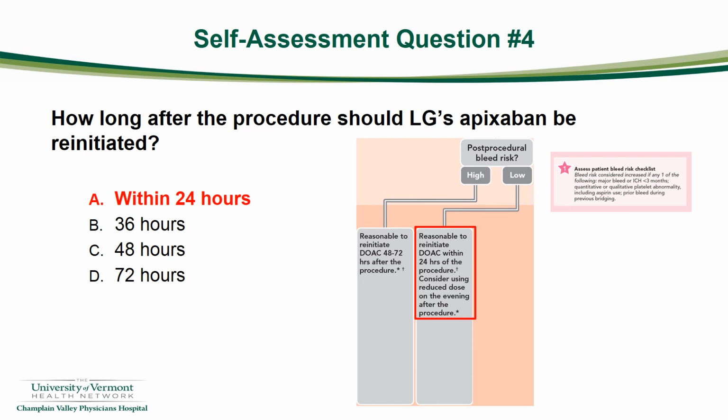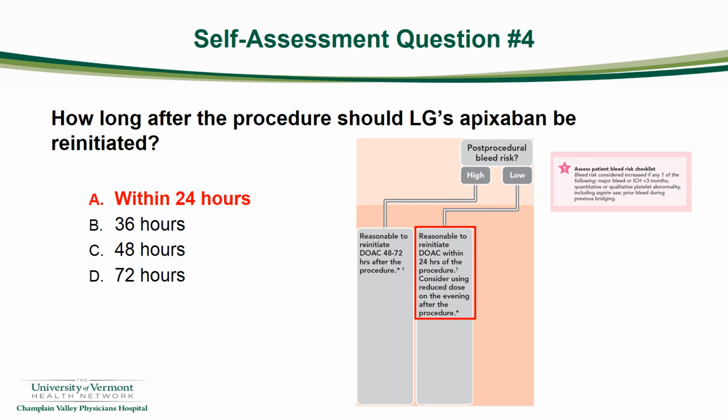When considering reinitiation of anticoagulants following a procedure, again, we want to look at a patient's post-procedural bleed risk, and this is going to be based on some of those patient-specific factors and risk factors that we talked about, along with consideration of the patient's HAS-BLED score. So if we look at some of the specific patient factors that they consider increasing a patient's bleed risk, if you have a major bleed or intracranial hemorrhage less than 3 months ago, any quantitative or qualitative platelet abnormalities, including aspirin use, or a prior bleed during previous bridging, any of these would deem a patient at a high bleed risk.